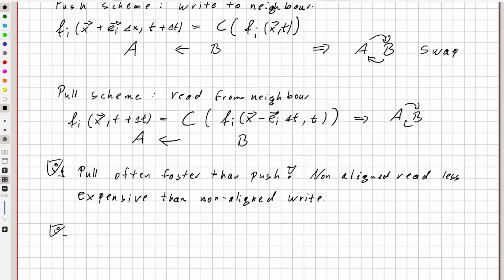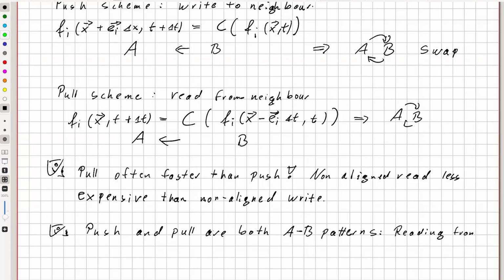So now this push and pull, as I said, are both A-B patterns, because they require reading from B and writing to A. Then reverse order.